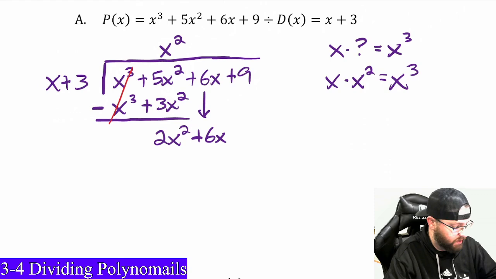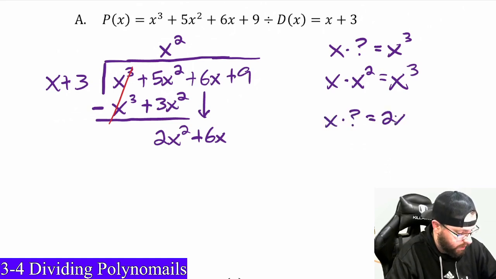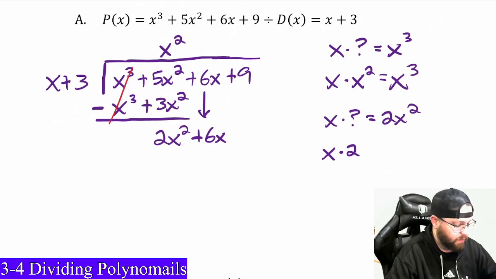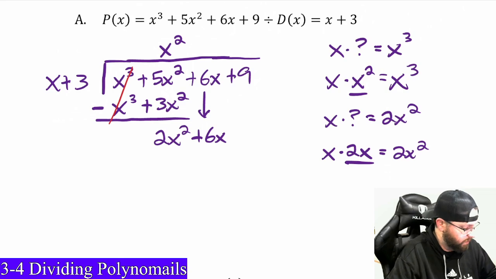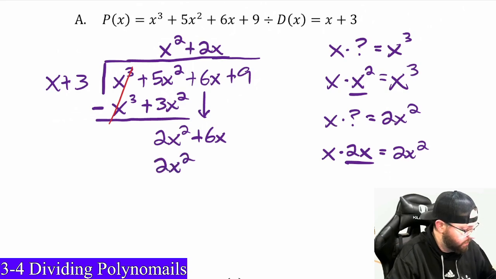So now we're thinking to ourselves, okay, what do I need to multiply x by to get a 2x squared? Well, we need to multiply it times 2, and to go from an x to an x squared, we multiply it times x. So we're going to get 2x squared. We're going to multiply every term by 2x, a positive 2x here, and we get 2x squared for the first one when we multiply 2x times x, and then we take 2x times the 3, and we get a plus 6x.